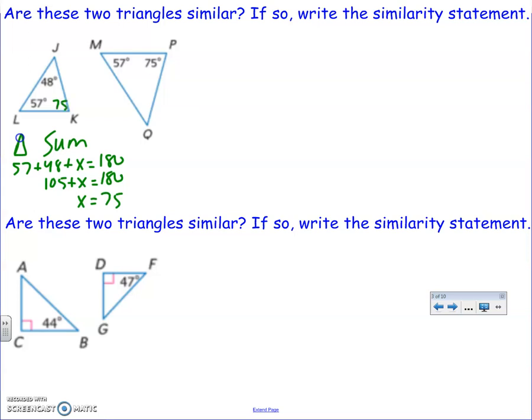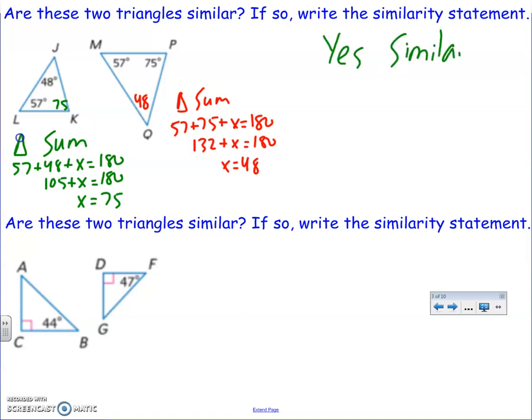Let's see if the other triangle has the same angles. I'm going to use triangle sum, and I'll use a different color. Angle plus angle plus angle, let's call it x again, is 180. Combine like terms, 132. Subtract, I get 48. Are those three angles the same? 48, 57, 75, 48, 57, 75. Yes, they are. So, yes, they're similar.